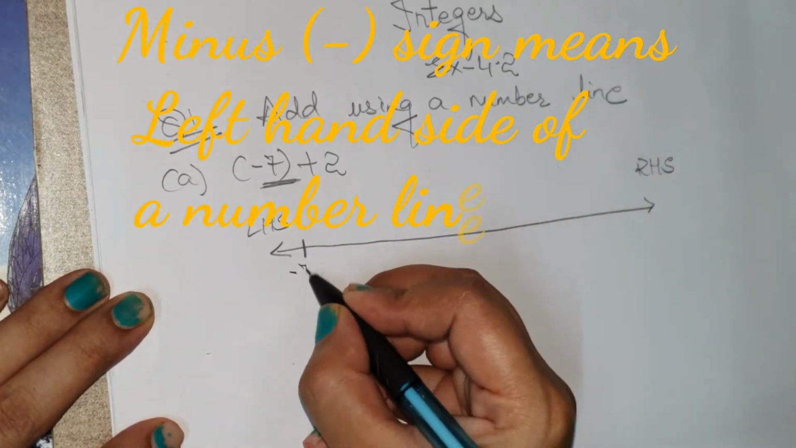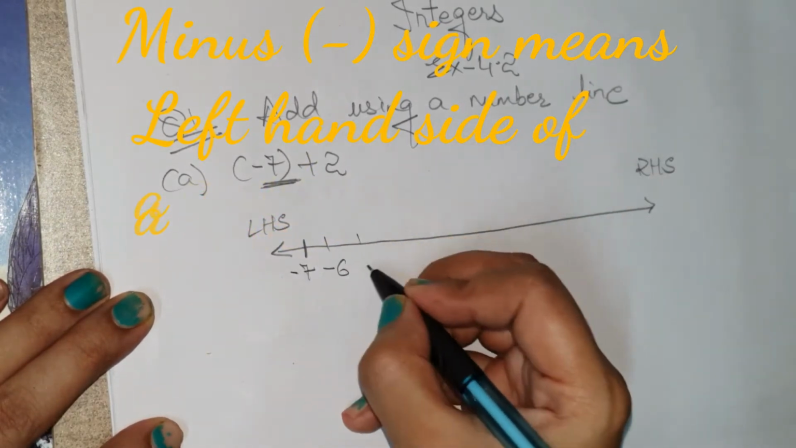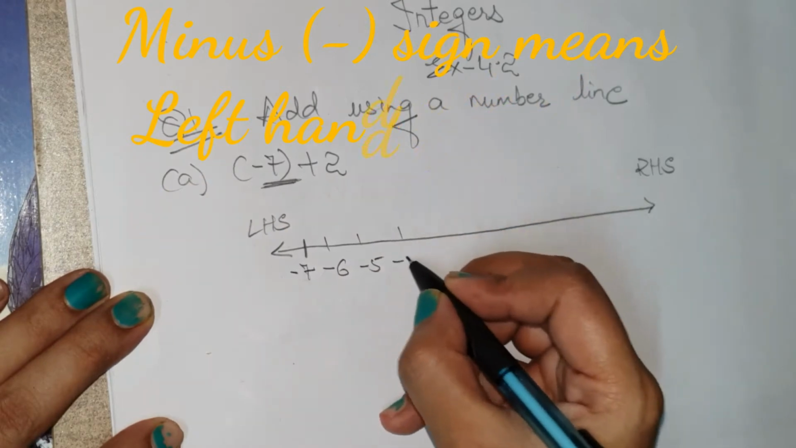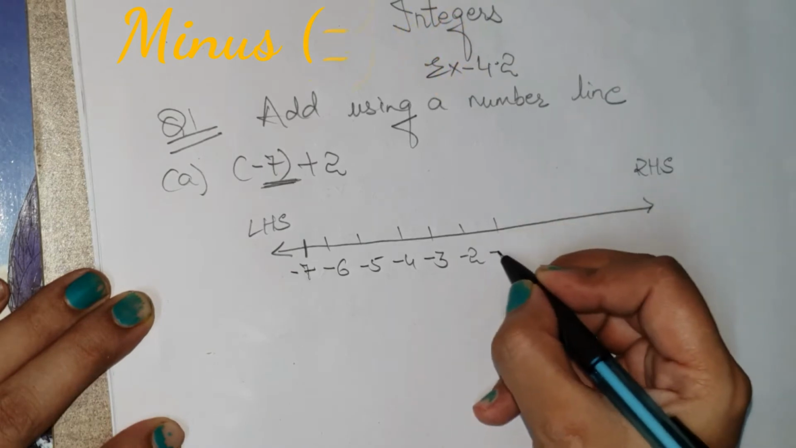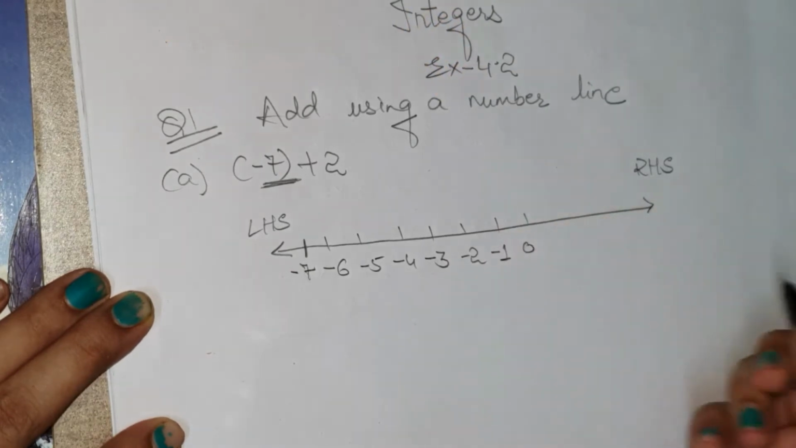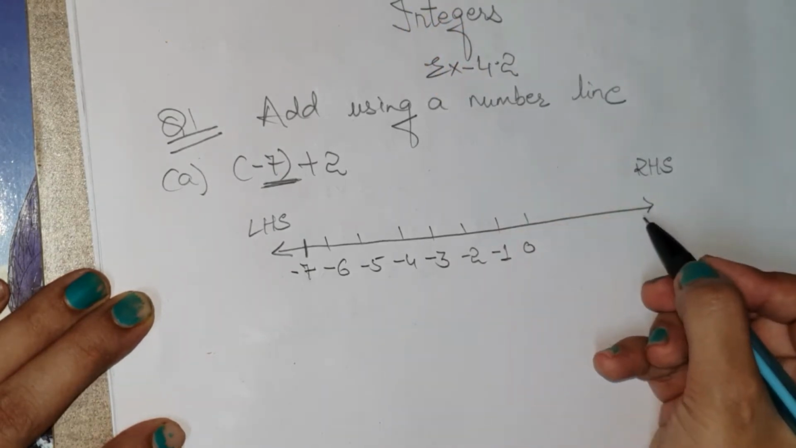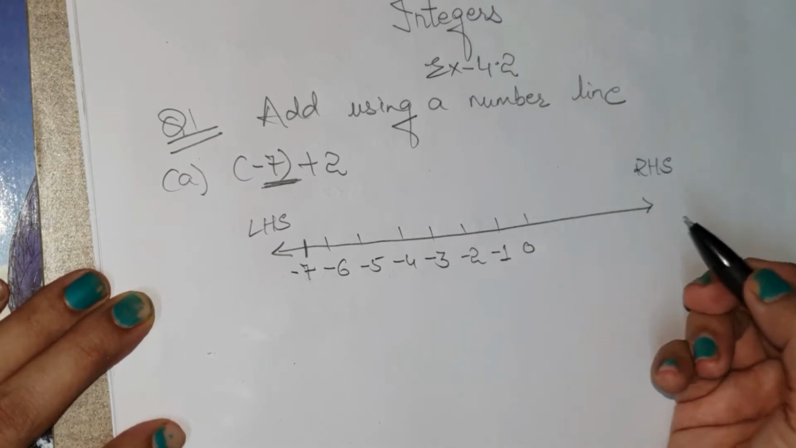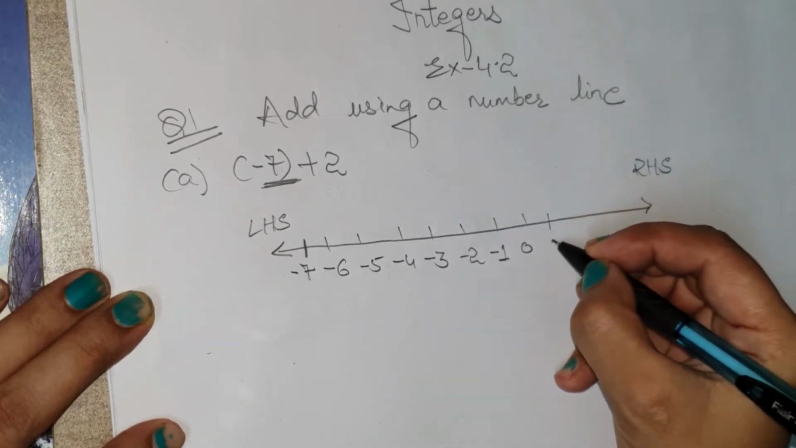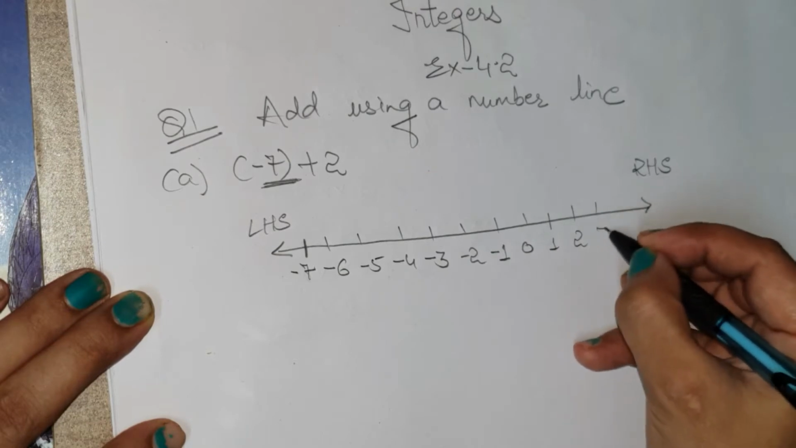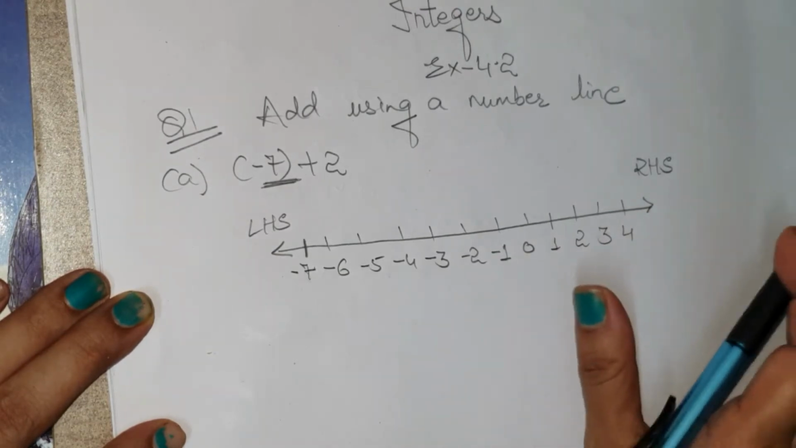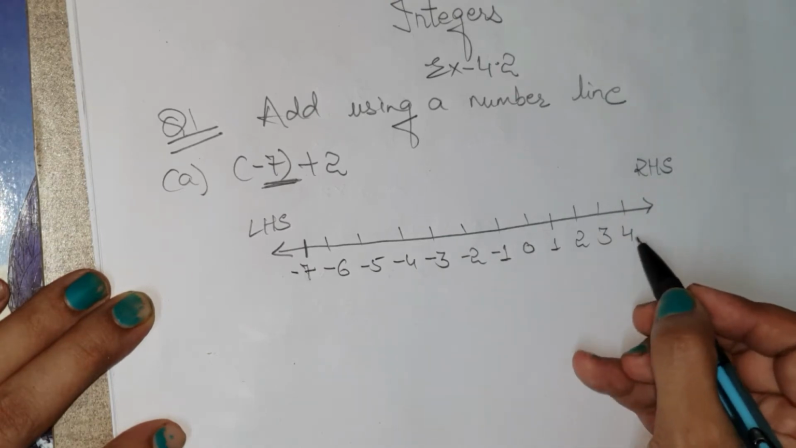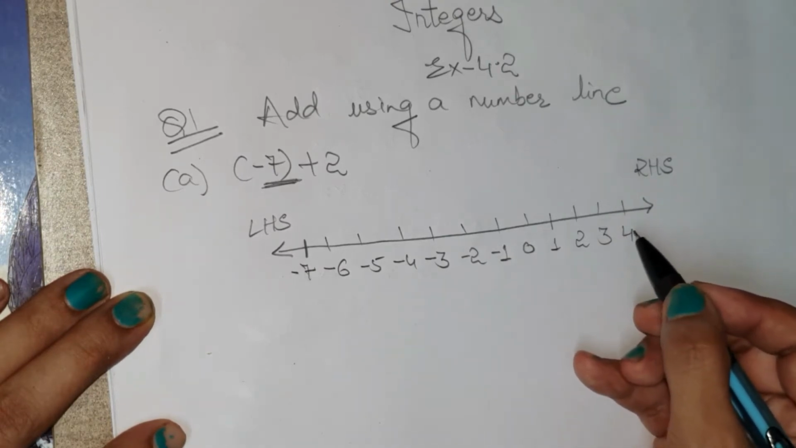So write down -7, then -6, -5, -4, -3, -2, -1, and then 0. And then whatever space you have, in that space you mention the positive integers. So 1, 2, 3, 4. We had only this much space, so we will mention only that many numbers on the positive side.